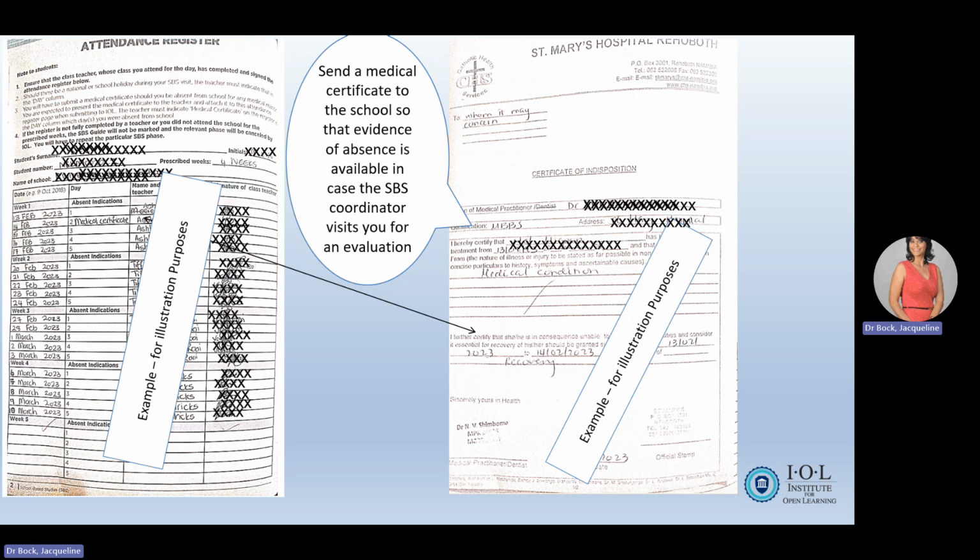If you are not able to attend school and you are issued a medical certificate, make sure this medical certificate reaches the school as quickly as possible, so that your headmaster and the teacher you are assigned to, your support teacher, know about your whereabouts. Because if you are not at school and IOL comes for a visit, you will be assigned a 0. So this is basically a completed example.